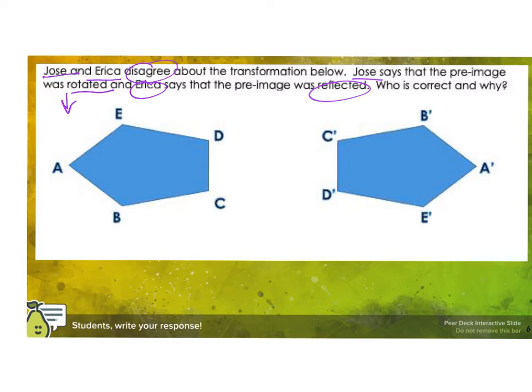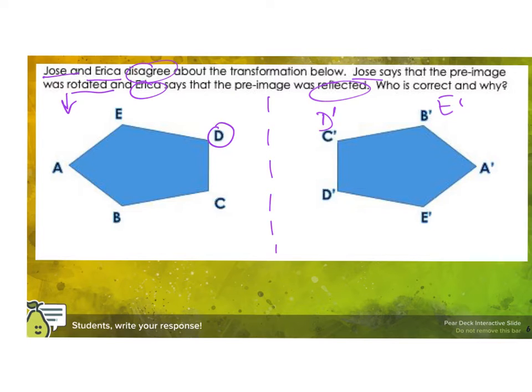The easier transformation for me to do is a reflection because I just flip it over. Now, say this is the line that I'm going to flip it over. If I flipped it over, then this would be D prime. So if this were a reflection, D and E would be at the top, but they're at the bottom. So this is not a reflection, okay?